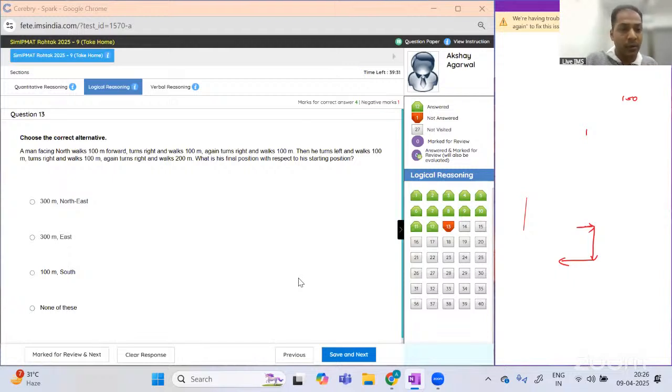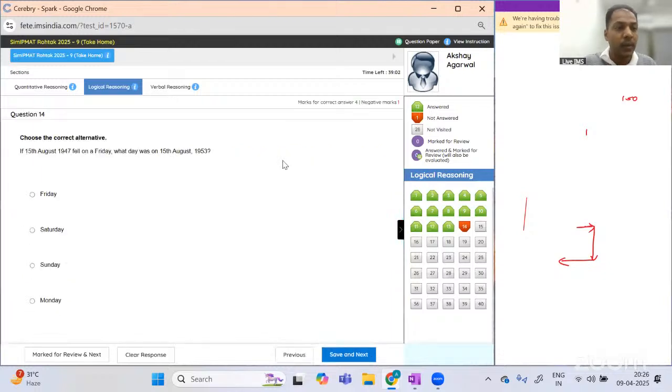Let me just read the north and south. 100 right turn. Then 100 again in the right. So cancels. Then he turns left and walks 100. So 200 east. Turns right. Right would be 100 down. 200 east and 100 down. Again turns right. Again turns right and walks 200. Okay, so basically 100 meters south.